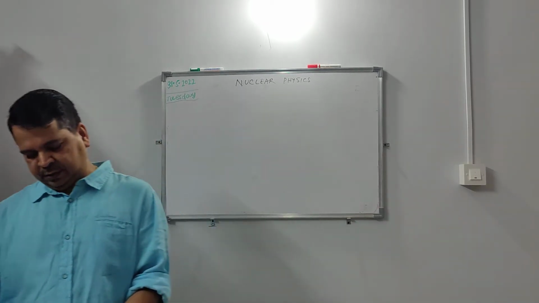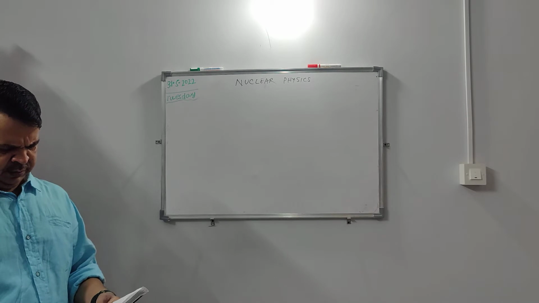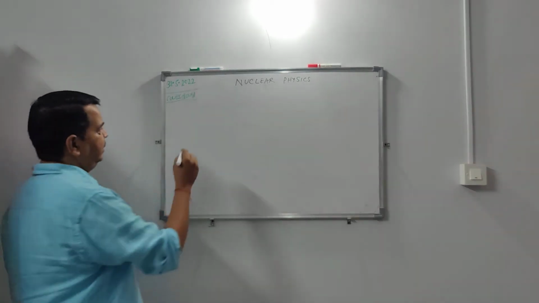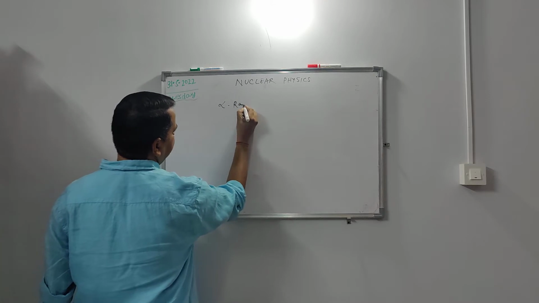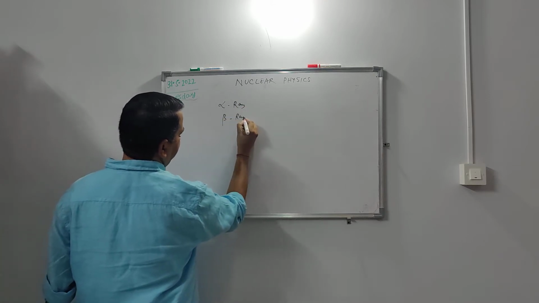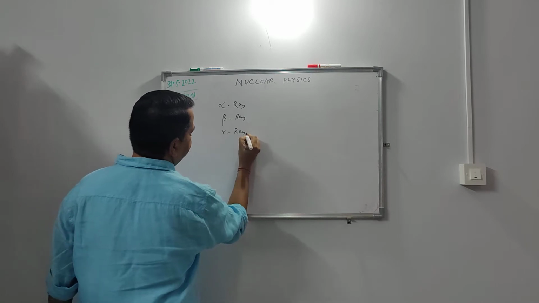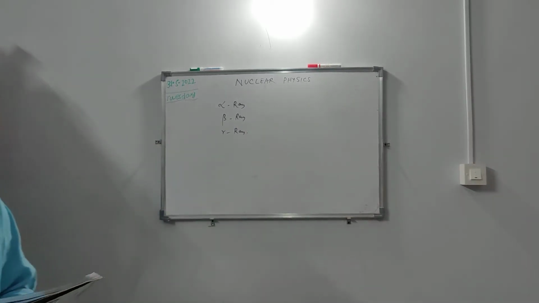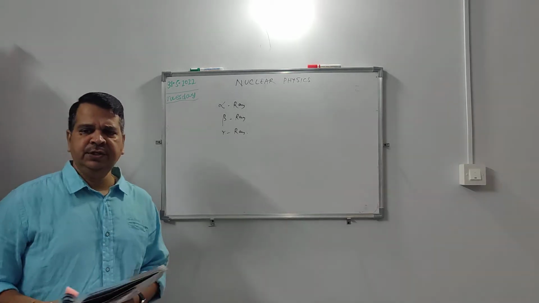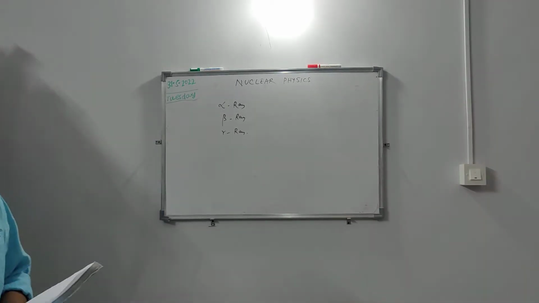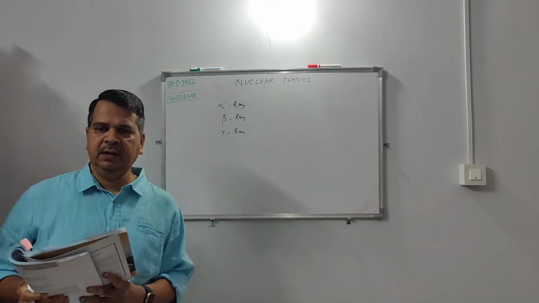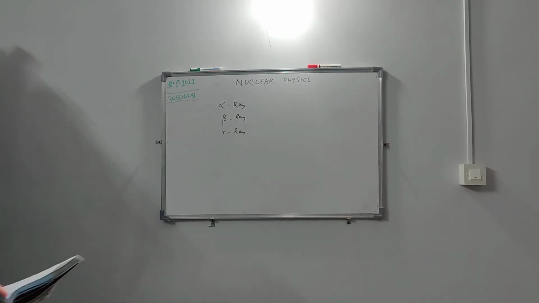Okay, so we'll start with radioactivity. We'll just quickly go to the important things. There are three types of radioactive radiations: alpha ray, beta ray, and gamma ray. These are three types of rays which will be emitted from a radioactive substance during nuclear decay.